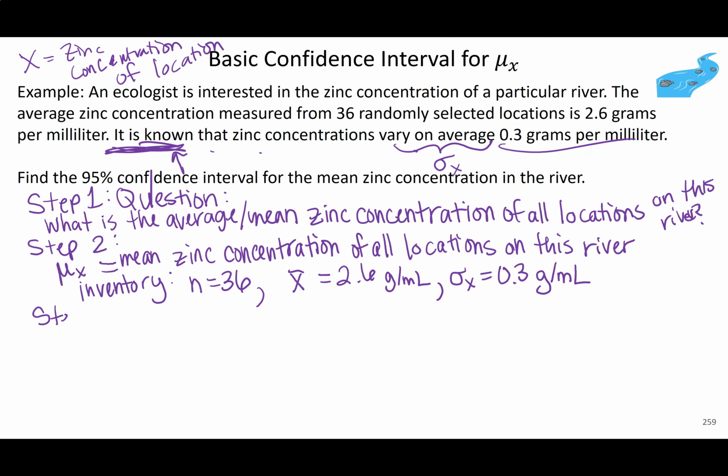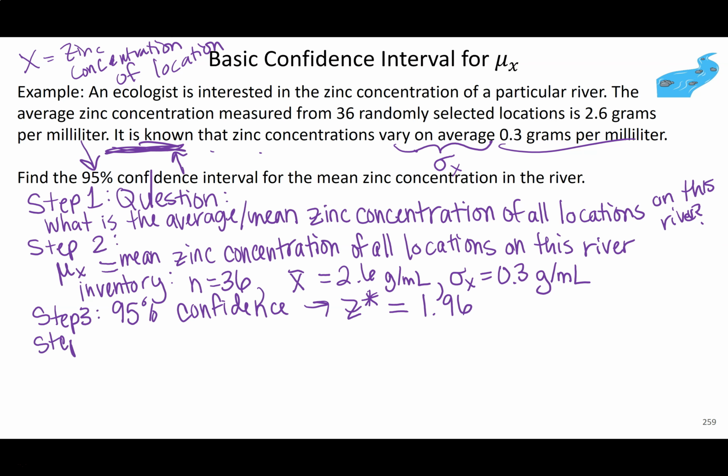Step 3, I want to state what confidence level I'm using. Looks like 95%. So 95% confidence. I'm going to write here my Z star, my critical value. For 95%, it's 1.96.